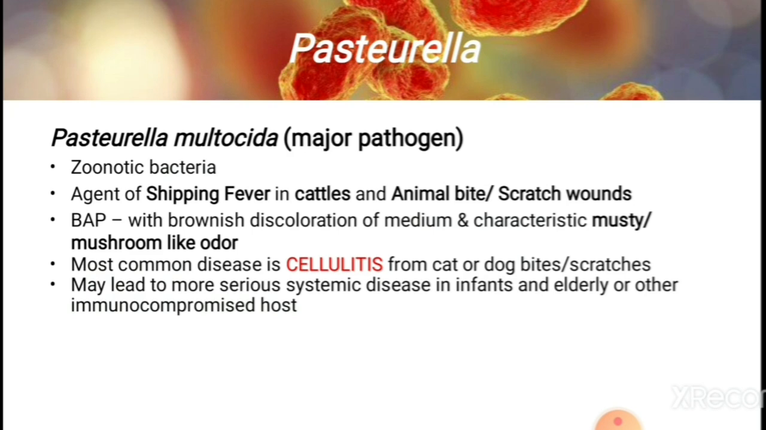The disease association of Pasteurella multocida is pasteurellosis. They will not grow on MAC and EMB, only on BAP and CAP. Pasteurella multocida is susceptible to most antibiotics. Penicillin G is the drug of choice, and tetracycline and fluoroquinolones are the alternative drugs.